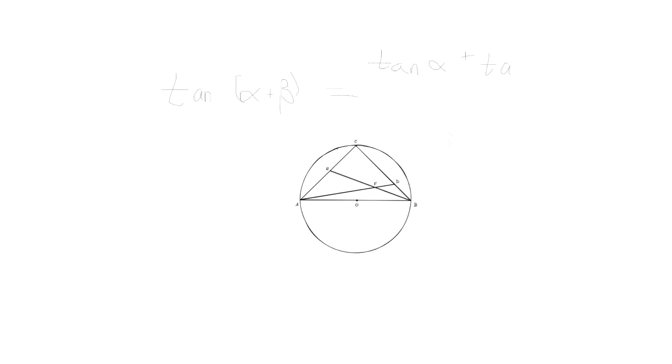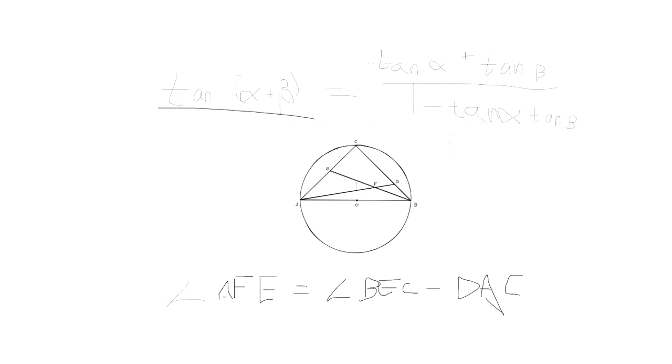So I'll go back to this. Angle AFE by angle tracing is equal to angle BEC minus angle DAC. Now if we just apply this formula, all we have to do is calculate the tangents of those angles. You already noticed here that it is subtraction and not addition. So if it was subtraction, for example tan A minus B, then it will be tan A minus tan B over 1 plus tan A tan B. That's what we apply here.